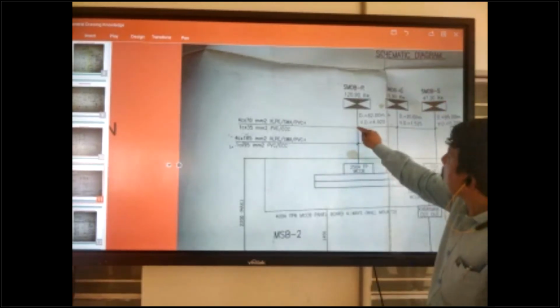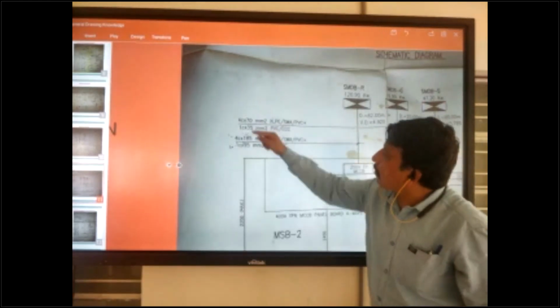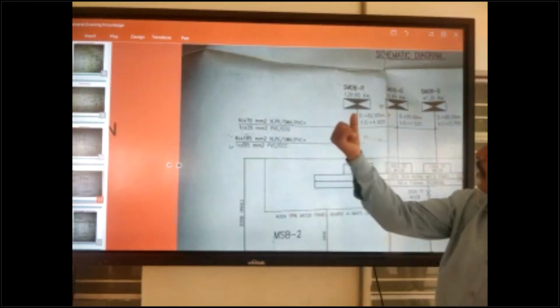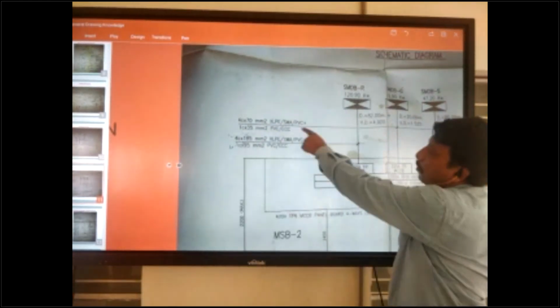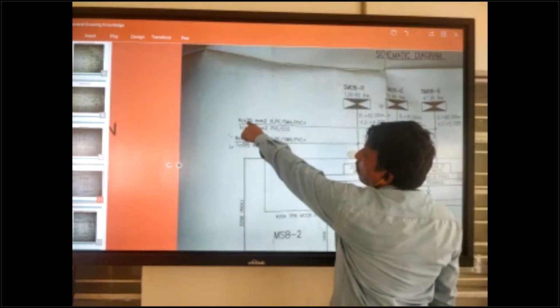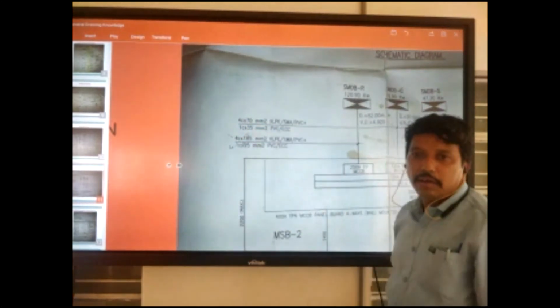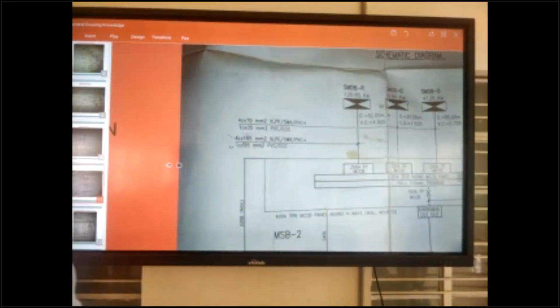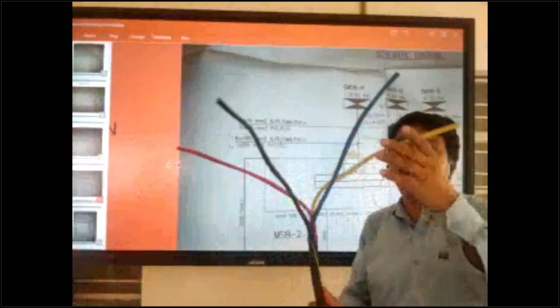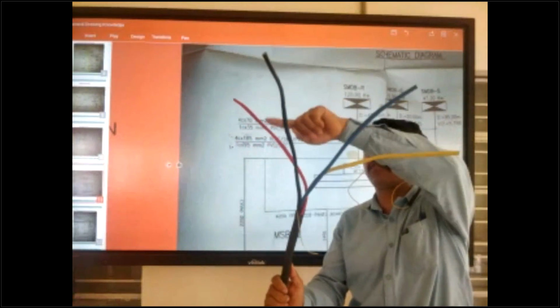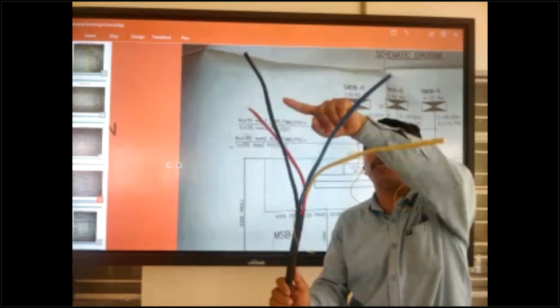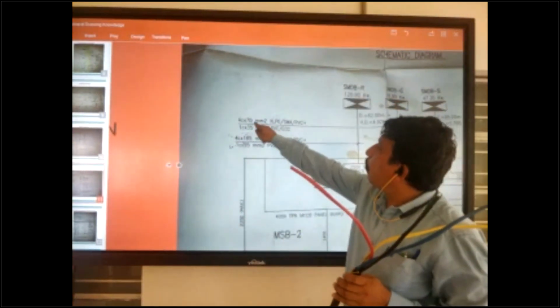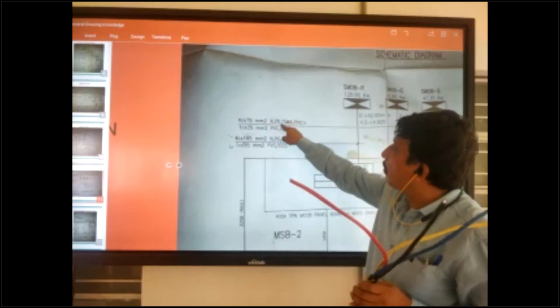And you see there is, make the arrow and put like that. This means incoming cable. SMDB incoming cable 4 into 70 mm square. So 4 cable is coming there. 3-phase cable. 4 means inside has 4 wires like that: 1, 2, 3, 4. Red, yellow, blue, black. This is 4 into 70 mm square.